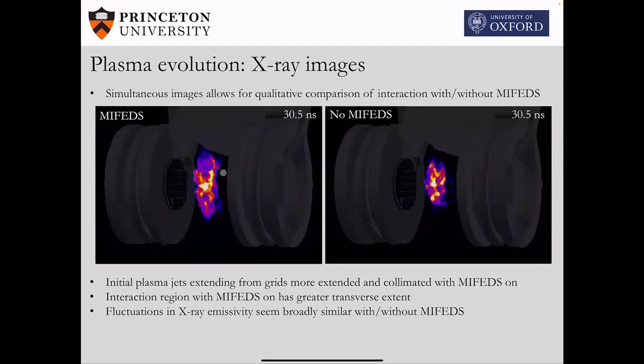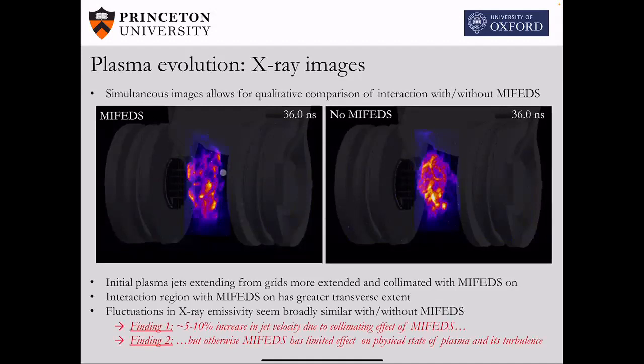And indeed, we can actually be a bit more quantitative about this. I'm not going to discuss this right now, but we can firm up these conclusions and see that these kinds of qualitative observations do indeed hold quantitatively. And it turns out that all of these features, the increased extension of the jets and the seeming increased expansion with the MIFEDs on, can be attributed to about a 5 to 10% increase in the jet velocity due to the collimating effect of the MIFEDs on the initial jets.